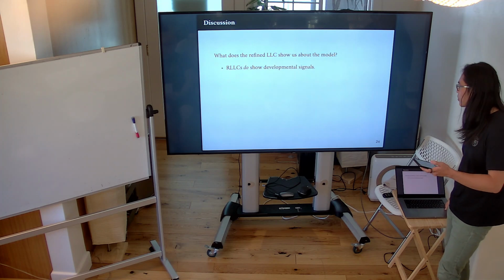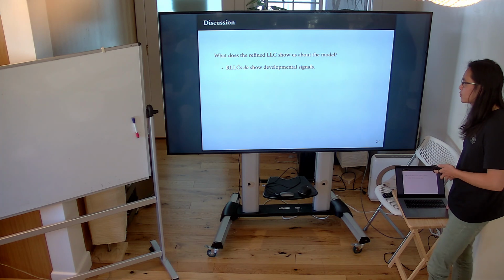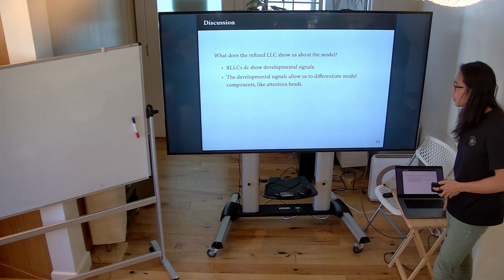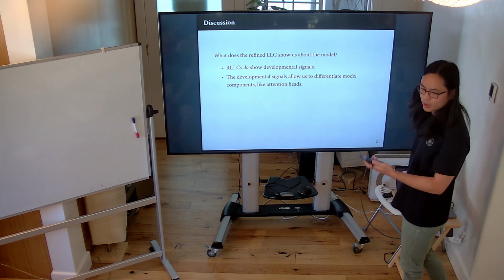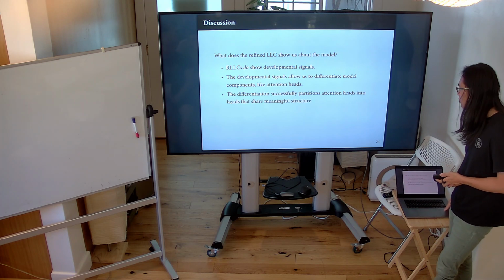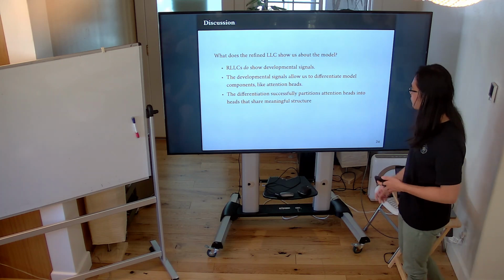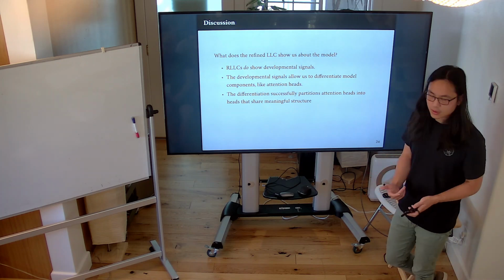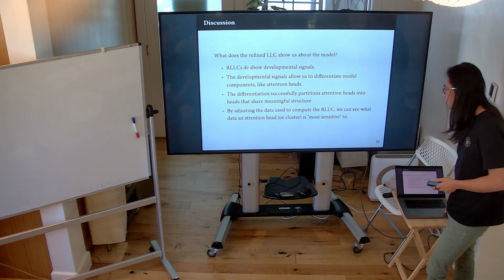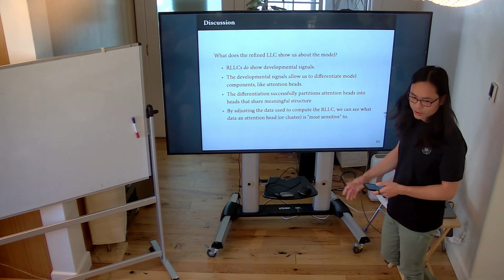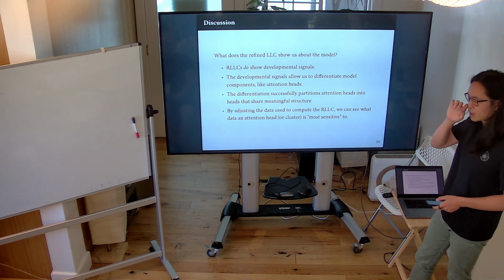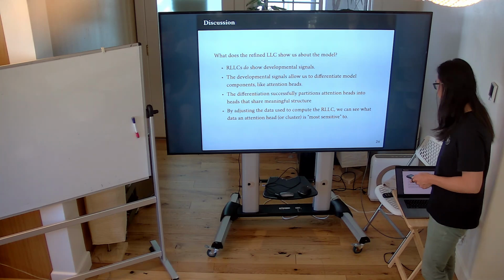Okay, so overall, what do we learn from these LLCs? First is that we do get meaningful developmental signals from these. These developmental signals allow us to differentiate model components, such as attention heads, into pieces of structure. So the differentiation that you get does successfully partition attention heads into actual structures in the model. And then you can even learn what those structures do by adjusting the data used to compute the refined LLCs and looking at the response of the curves.